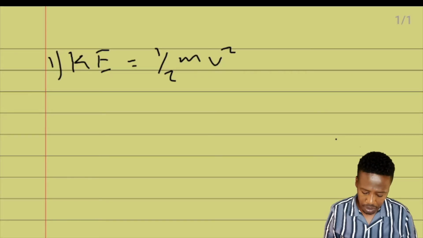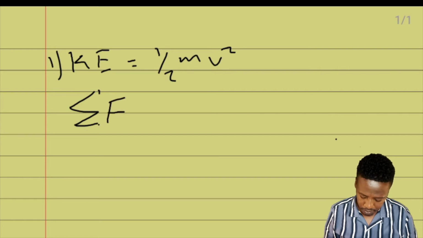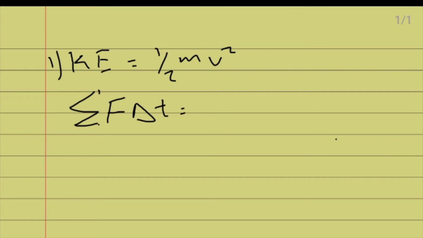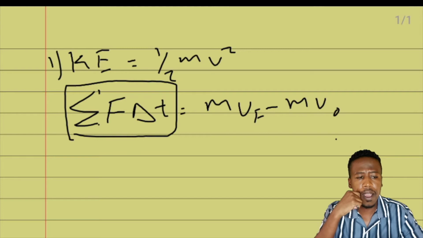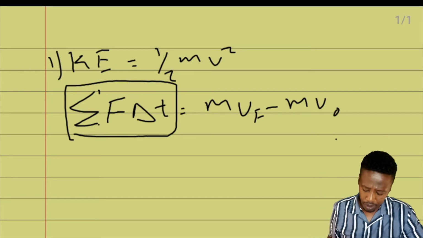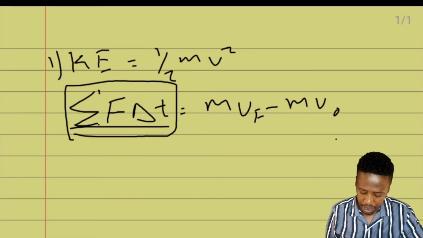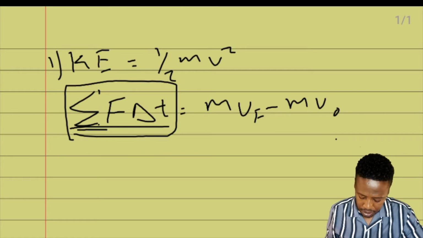Now, the impulse momentum theorem is defined as the net force equal to the change in momentum. It says when a net force acts on an object, the impulse, and this is our impulse, doesn't have a letter that is assigned to it in a way. But it is written as the sum of forces times delta t. This is our impulse, right?